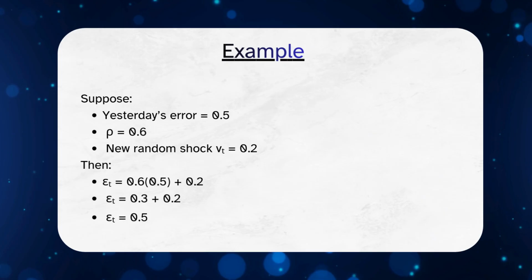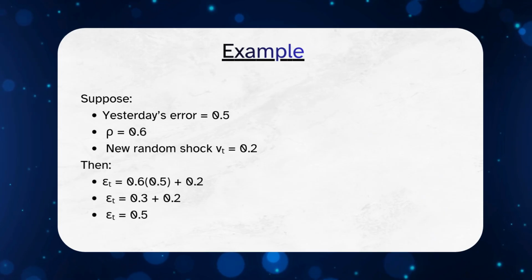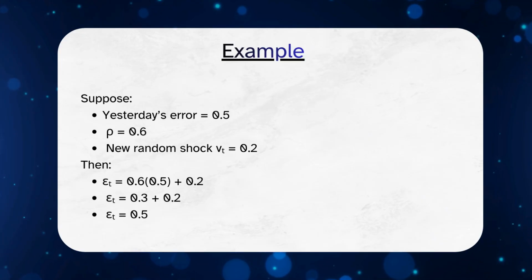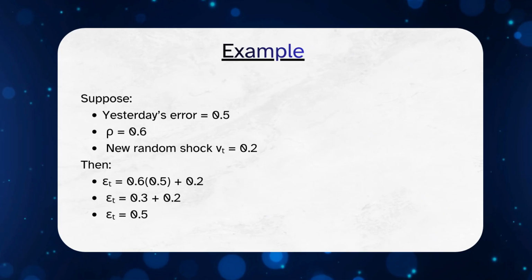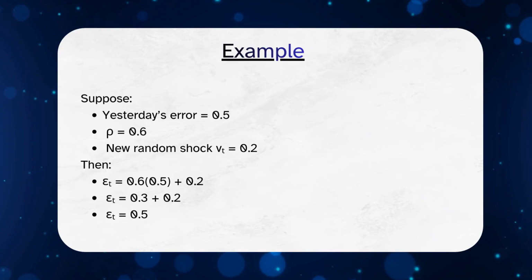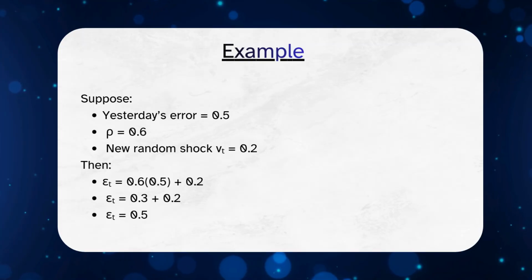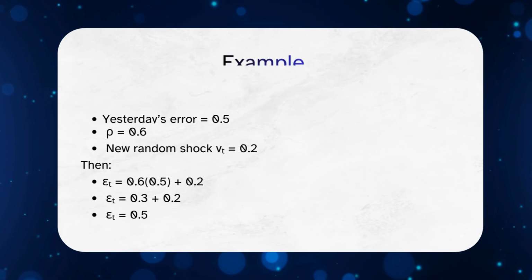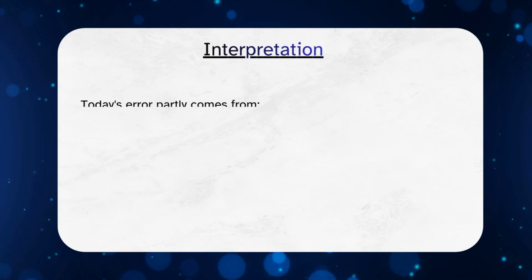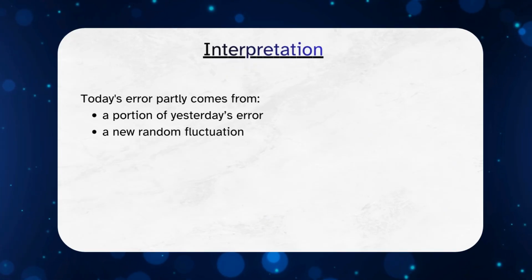For example, if yesterday's error was 0.5, the correlation parameter rho is 0.6, and the new random fluctuation v sub t is 0.2, then epsilon sub t equals 0.6 times 0.5 plus 0.2 equals 0.5. So today's error contains some persistence from the past, along with a new random movement.